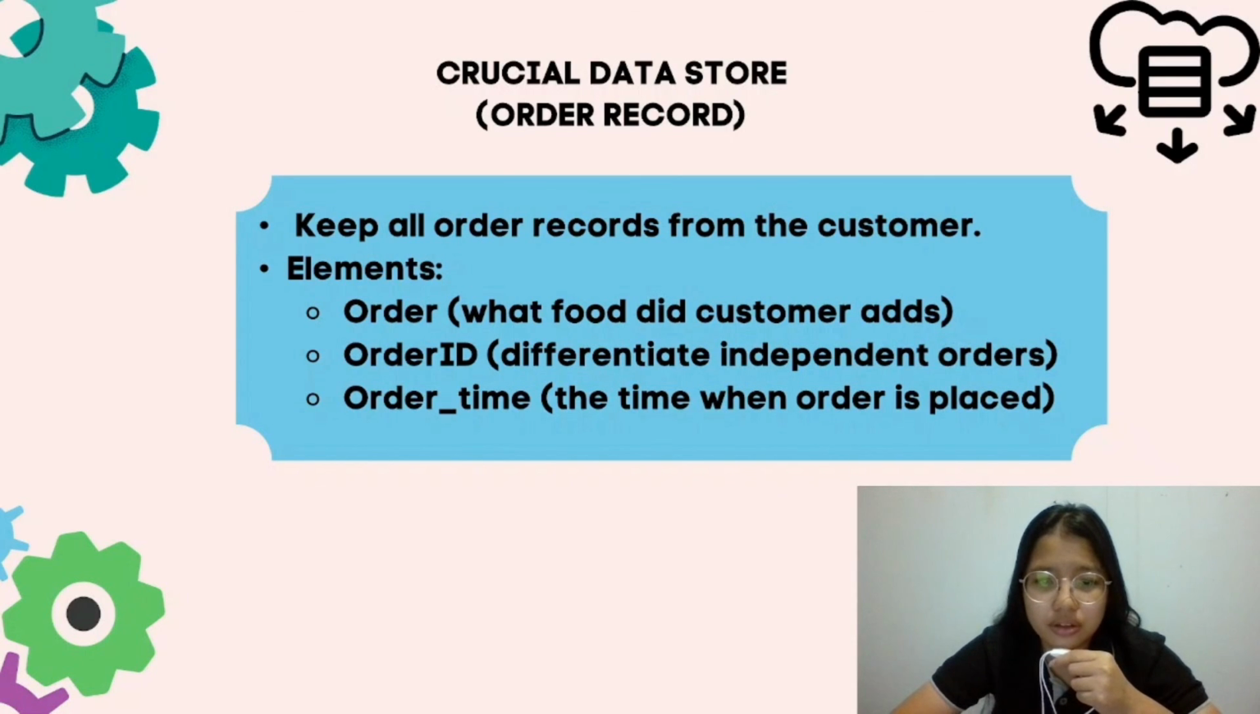The last element is order time. Order time is the time when the order was placed. This is to ensure that the customer's order is ready and arrives on time. This also is evidence that the customer has placed an order. All elements are important in the system. It is to store and retrieve the data as a reference or evidence.